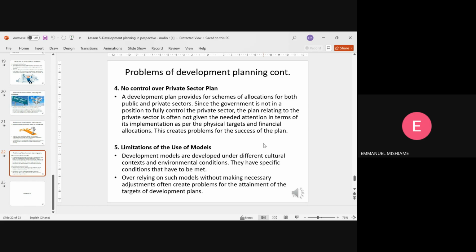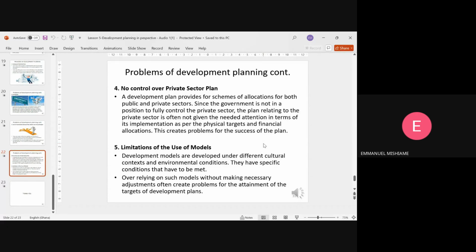If you remember, it will lead to inequality and poverty because the private sector will have the resources and they are fewer. And so they are going to continue to get richer at the expense of the rest of the population. And there's also, lastly, the limitation of the use of models.